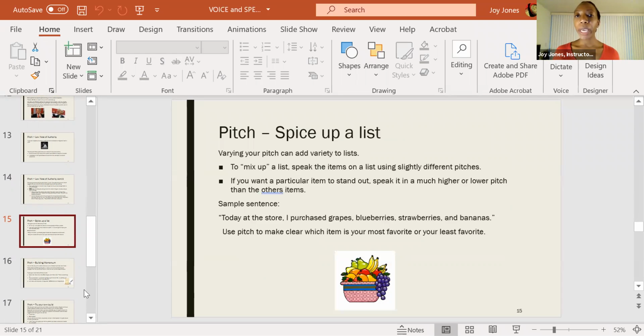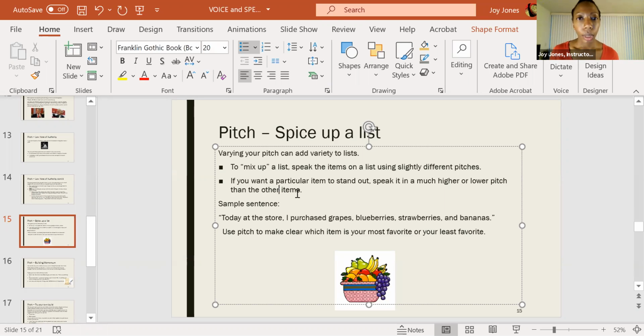You can also use pitch or inflection to spice up a list. Kind of like our compare and contrast, you can use pitch to indicate, I would say, and then spacing things out to separate things. Oh, and I just see a typo. And to designate or delineate favorites. So the sample sentence: today at the store, I purchased grapes, blueberries, strawberries, and bananas.